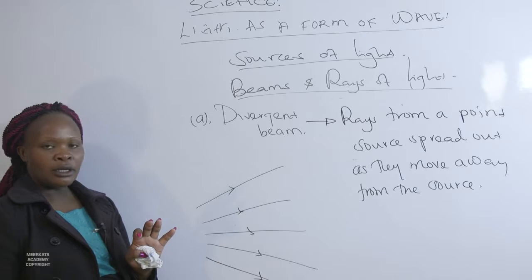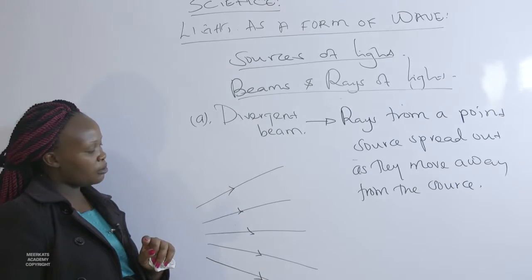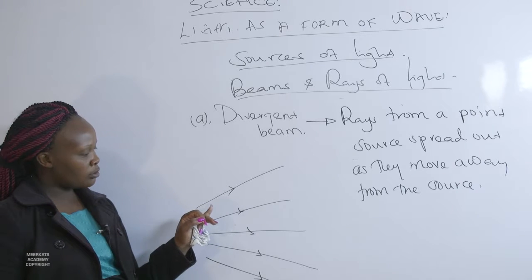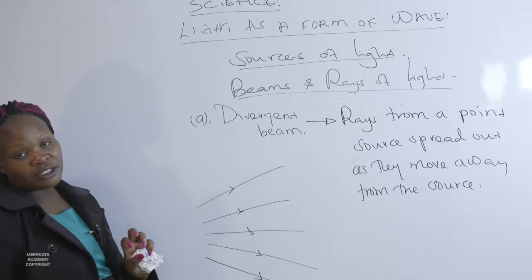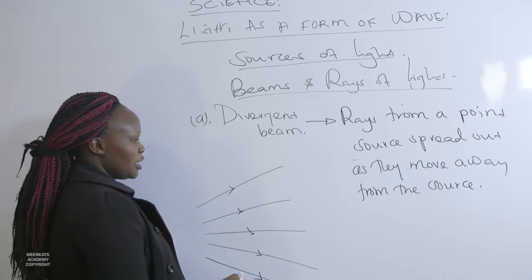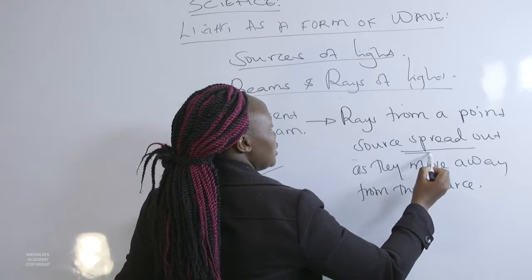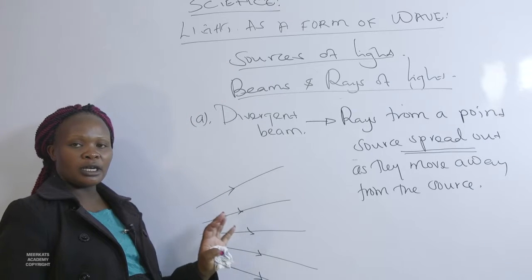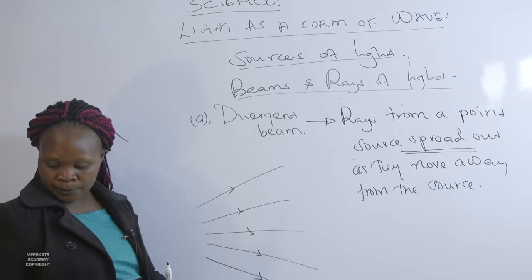Now, note that the sense of direction here is also very important, because suppose you were to reverse the direction of the arrowheads, now what you would have drawn would actually be a convergent beam. Therefore, the key word here is that your rays are actually spreading out as you advance from the source.